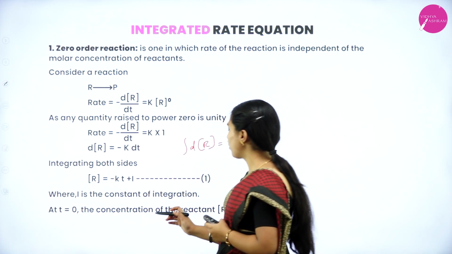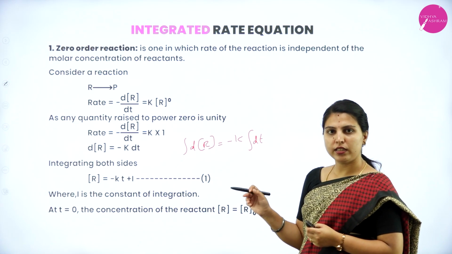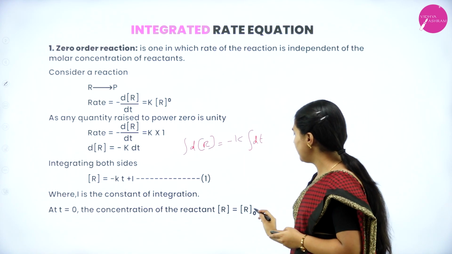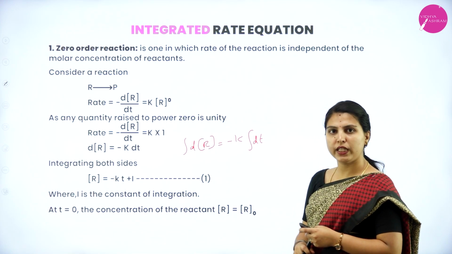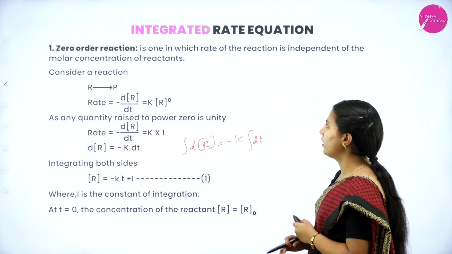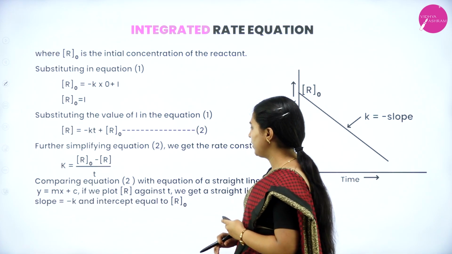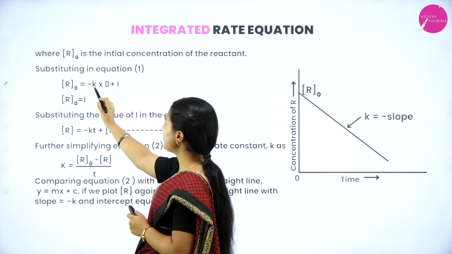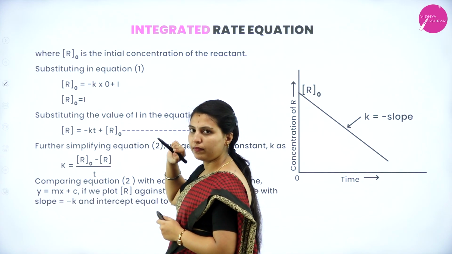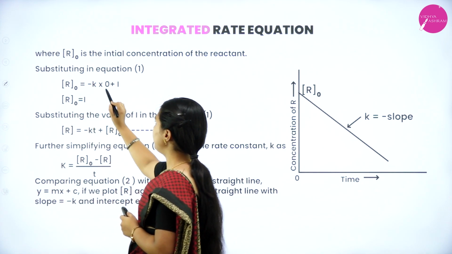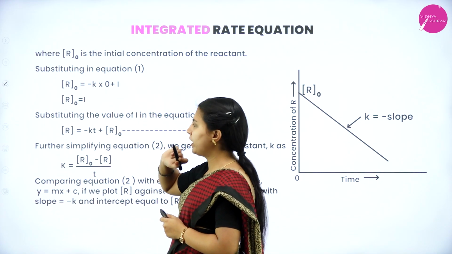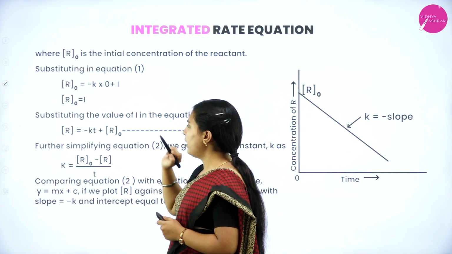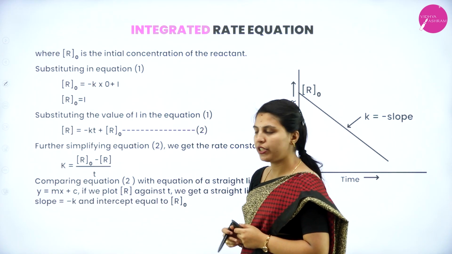At time equal to 0, the concentration of the reactant [R] equals [R]0, where [R]0 is the initial concentration of the reactant. This is the molar concentration of the reactant. Substituting in equation 1, we get [R]0 equal to minus K into 0 plus I. So [R]0 equals I, because minus K into 0 is 0, leaving only I. Substituting the value of I in equation 1, we get [R] equal to minus Kt plus the initial concentration, because I is nothing but the initial concentration.